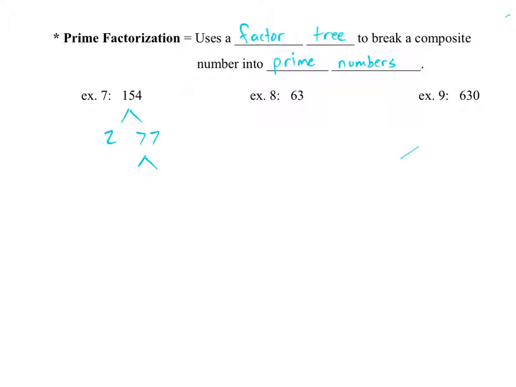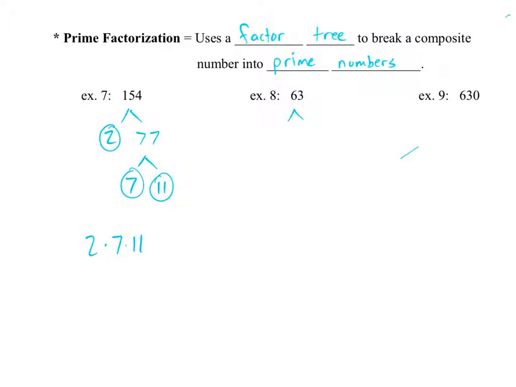11 and 7. I'm going to put my 7 first. I like doing small numbers first, but it doesn't matter too much. So now we're down to all prime numbers. All those 3 numbers, the 2, the 7, and the 11, are listed up above. So the final answer, the way they write it, is 2 times 7 times 11. Those are the prime factors. Questions on that one? Nope.